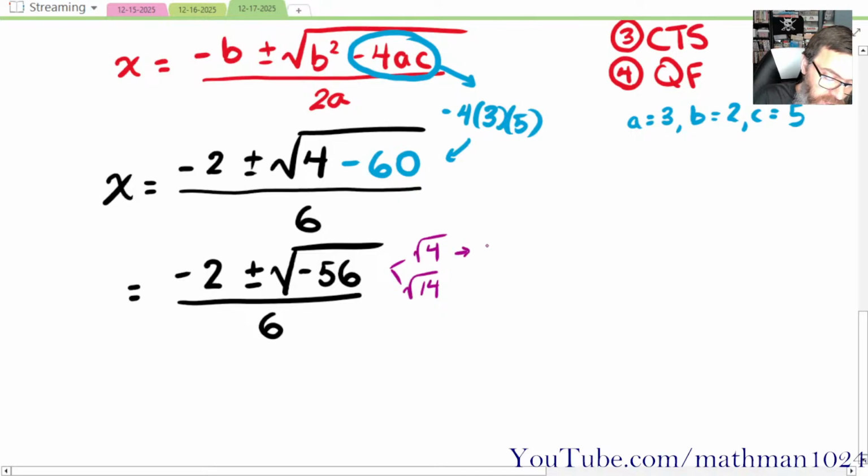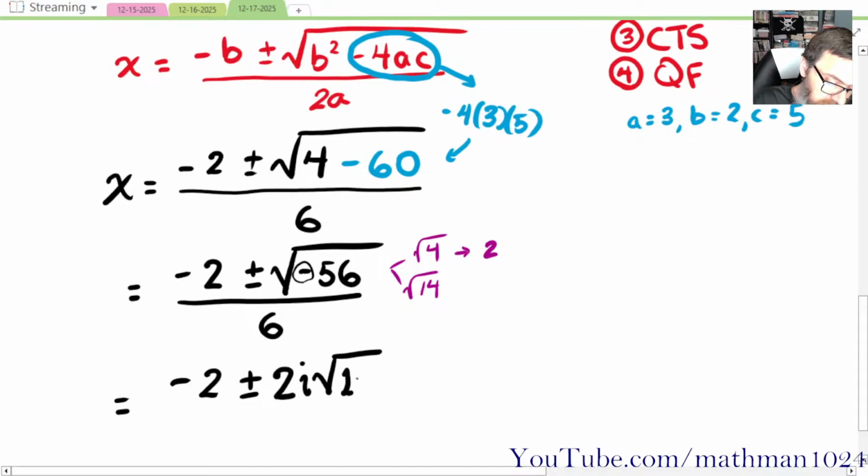So the square root of 4 is 2. So we have negative 2 plus or minus. The 2 comes outside of the radical along with the i from that negative factor on the inside. So plus or minus 2i. And then 14 is remaining on the inside of the radical. And all of this is divided by 6.